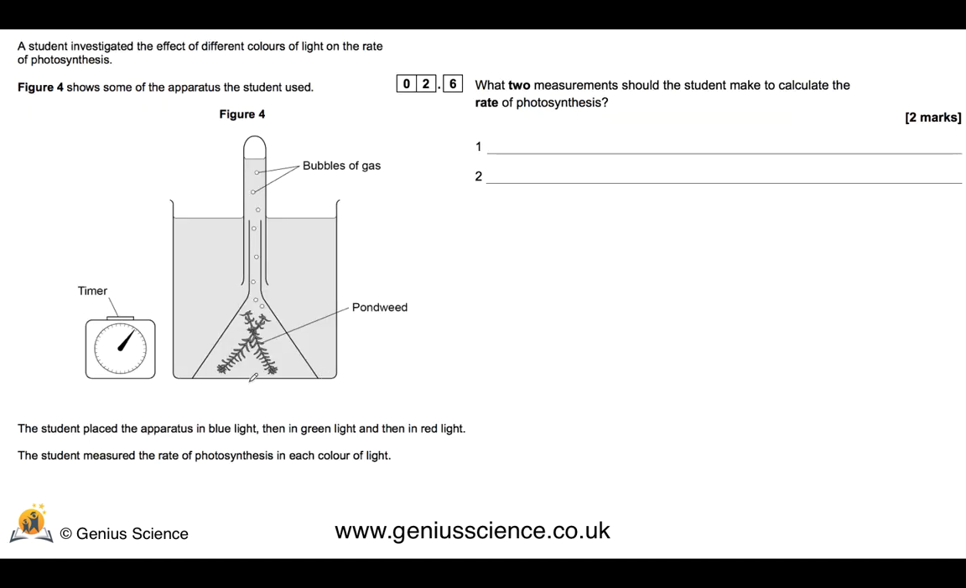So question 2.6. A student investigated the effect of different colors of light on the rate of photosynthesis, and figure 4, which we can see here, shows the apparatus the student used, so the equipment the student used. The student placed the apparatus in blue light, then in green light, and then in red light. Then the student measured the rate of photosynthesis in each color of light. Whenever I see a practical, I always think to myself, what are the independent, dependent, and control variables? The independent variable is the variable that we change, and the independent variable here is the color of light. Okay, so the light color. And the dependent variable is the variable that we measure, and we can see down here, it is the rate of photosynthesis. So that's being measured.